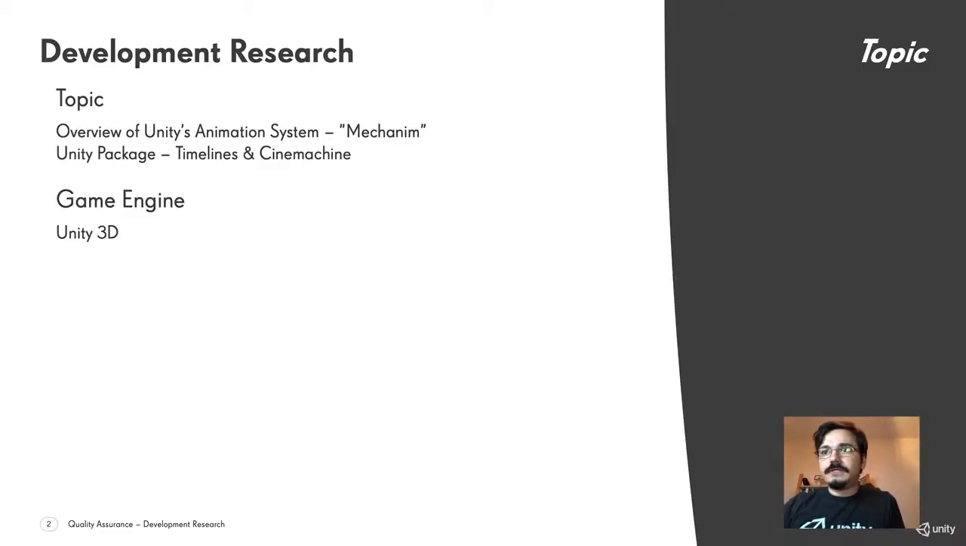The topic of this research presentation is to provide an overview of Unity Engine's animation system, otherwise known as Mecanim. I'll also be diving into a related topic of interest, the Timeline and Cinemachine features, which are available as a package for free in Unity 2019 or later.